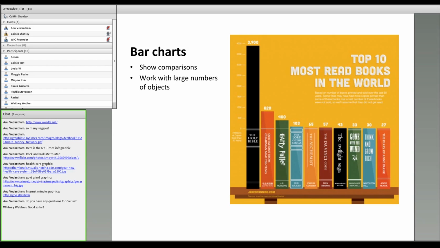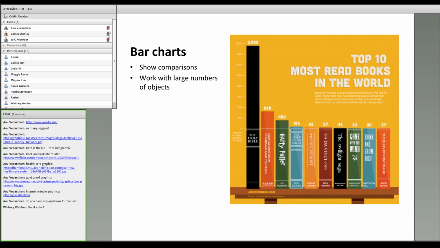One thing that bar charts can do really successfully is work with data where you're talking about really big numbers. You can represent that in a really simple way. So this is talking about, there are just 10 books, but the number of how many books is in millions over the past 50 years.